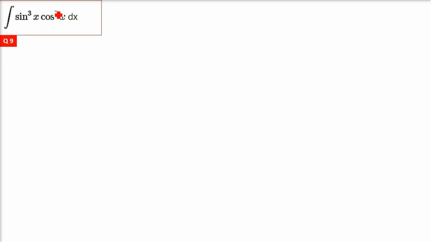Sin cube x cos to the power 5 x. Now you have this 3 power and 5 power. Now you know what to do because the power is odd. So you can take cos x equals t or sin x equals t, transform the other term accordingly. This sin cube x can be written as sin square x into sin x, which is sin x we are taking with the dx term.